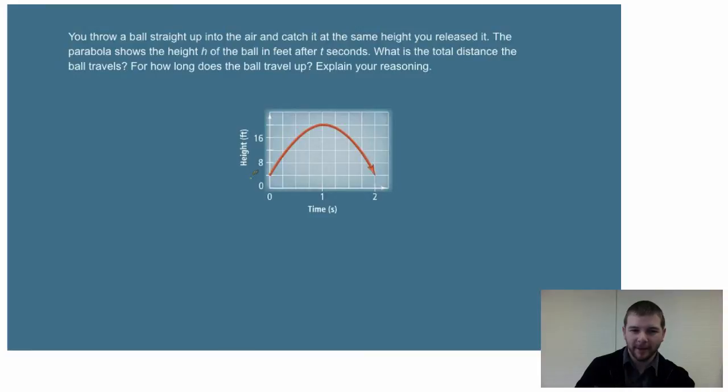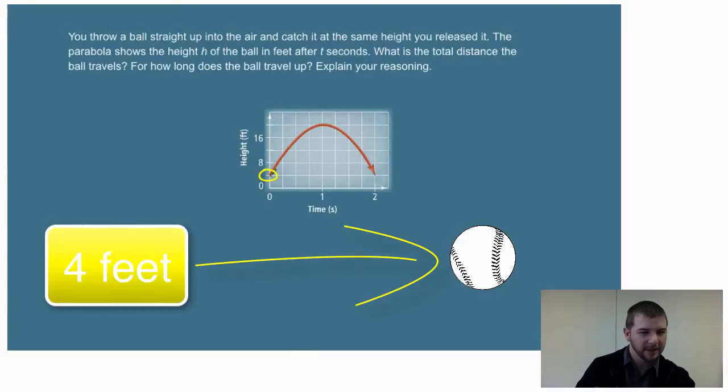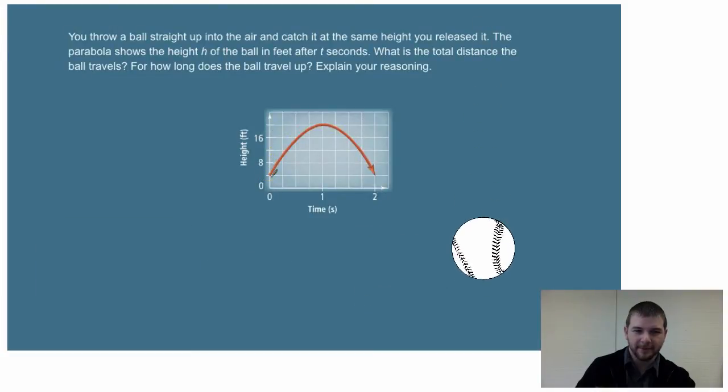So we might think of a ball at time 0 when we initially throw the ball. It's at whatever height we begin the throw. Looks like about 4 feet. Yeah, 4 feet. And then the ball travels straight up and then straight back down. But our parabola is relating to us the height of the ball after a certain time in seconds. So to answer these questions, what is the total distance the ball travels? Again, remembering that the ball is traveling straight up.